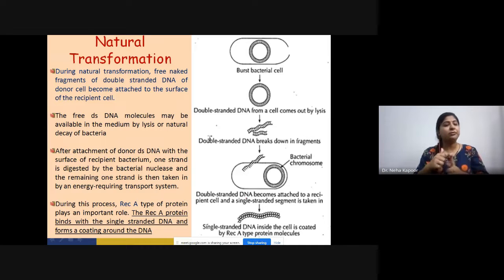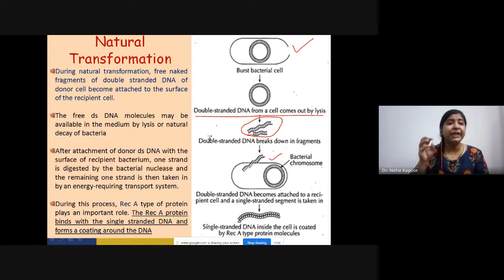So during the natural transformation, the free fragments of double-stranded DNA of the donor cell become attached. What is happening in the normal environment, if some bacteria is getting lysed, suppose this is the donor cell which is lysed or burst open. So this genomic DNA, double-stranded DNA that comes from a cell out of the lysis, these fragments will attach onto the recipient bacterial surface.